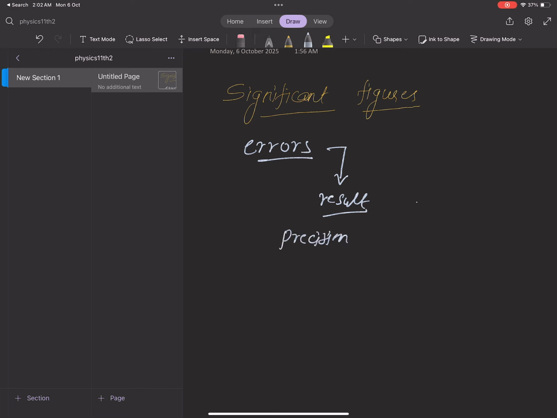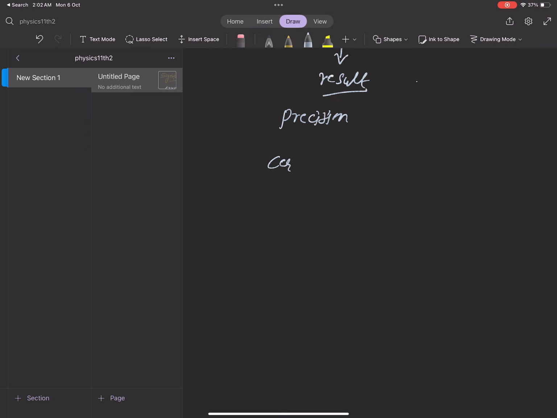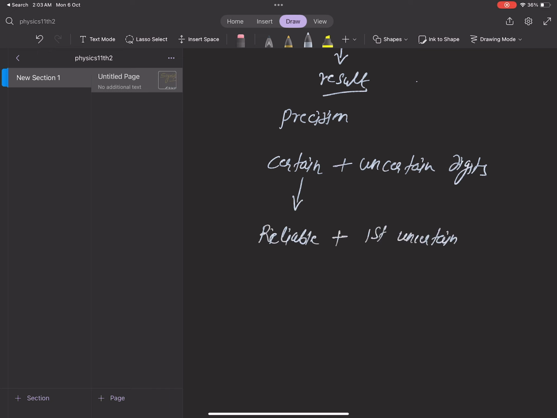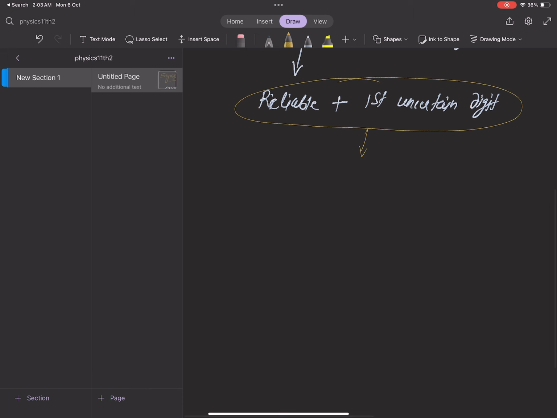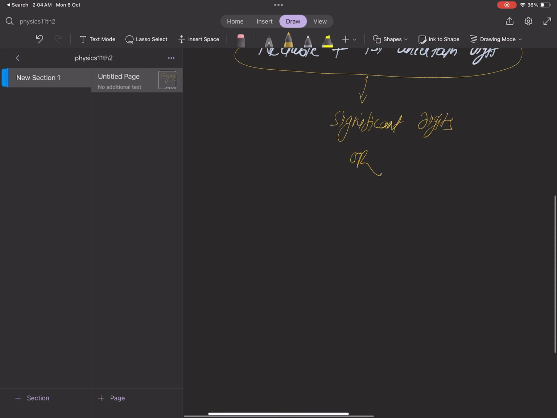The reported result of measurement is a number that includes all digits in the number that are known reliably plus the first digit that is uncertain. So certain digits plus uncertain digit. Reliable digit plus first uncertain digit. This is known as significant digit or significant figures.